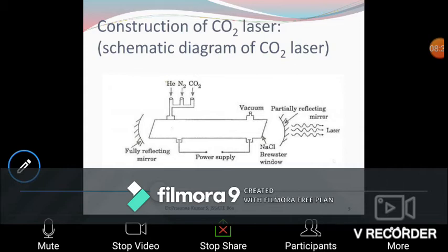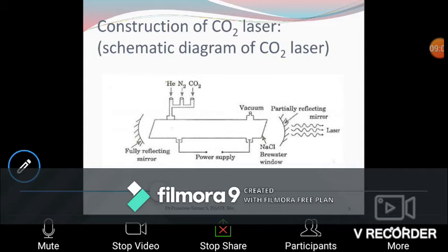When you apply high tension DC voltage, electrons start moving from one electrode to the other electrode. You see that just like a spark, sparks are produced. Sparks mean the electrons move from one electrode to the other electrode. Because of the high voltage, the electrons start moving from one electrode to the other, and within the discharge tube you have a mixture of three gases.